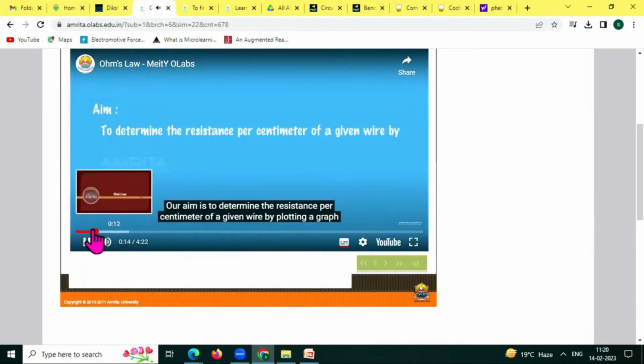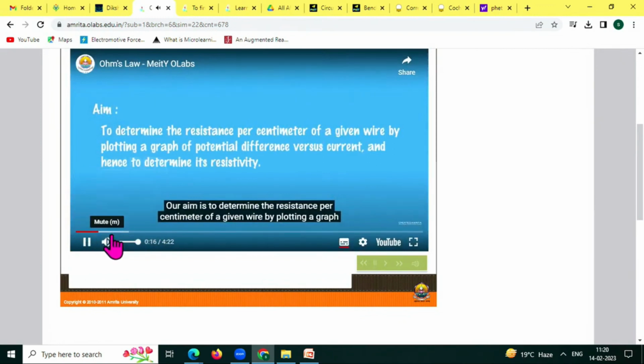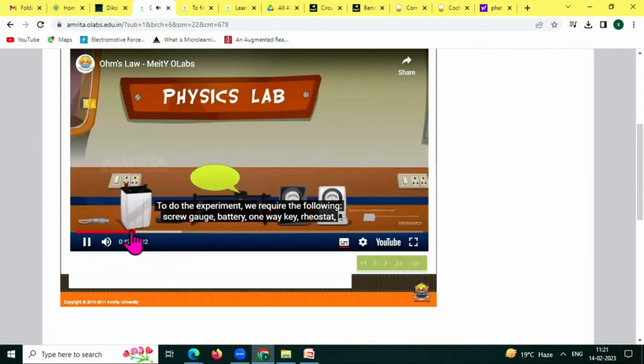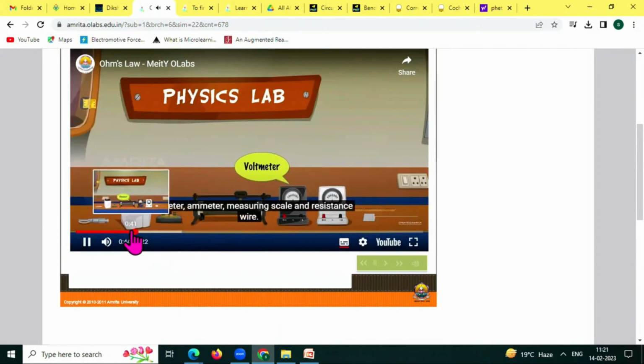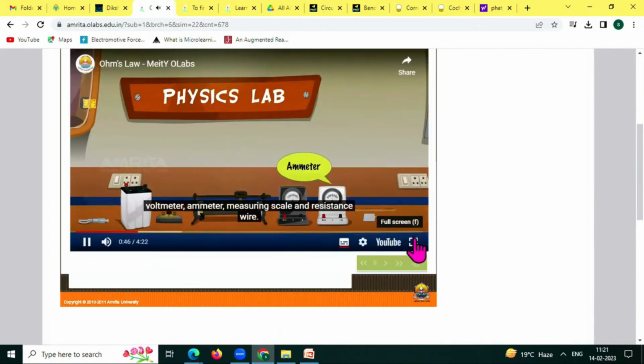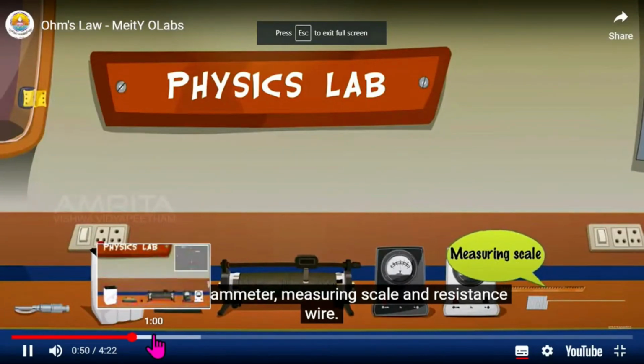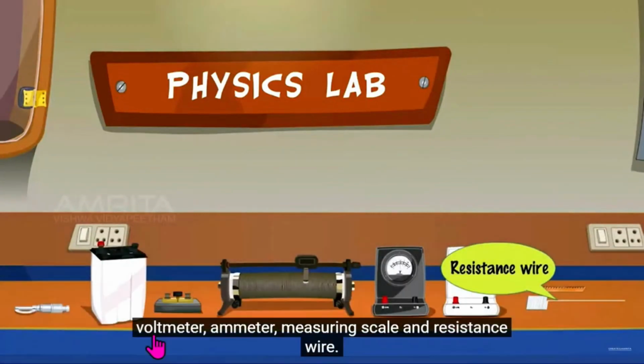So, our aim is to determine the resistance per centimeter of a given wire by plotting a graph of potential difference versus current, and hence to determine its resistivity. To do the experiment, we need a voltmeter, ammeter, measuring scale and resistance wire.